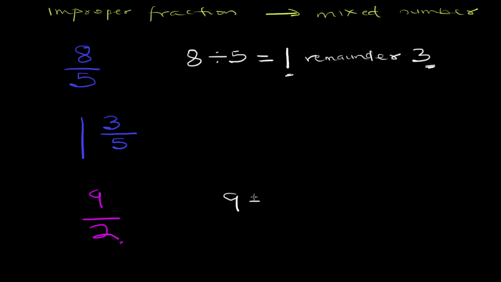When we divide 9 by 2, what do we get? How many times does 2 go into 9? 2 goes into 9 4 times. All right. So that gives us our whole number, 4. So let's write our 4 down. And then what remainder does it leave? Remainder 1.